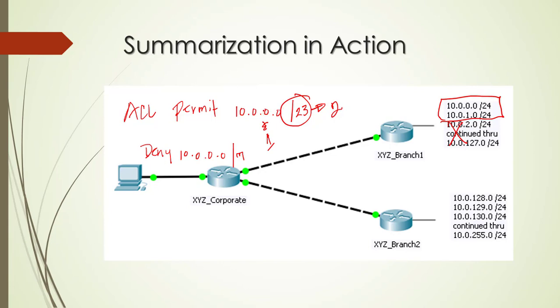So if a packet arrived and it was processed against this ACL, and if it was headed to, say, the 10.0.1.0 network, the permit statement would allow it through. If it were headed to the 10.0.3.0 network, for example, the permit statement here would not apply, and it would process down to the deny statement, and then it would be caught in this range from the 0 through 127, and it would be denied.